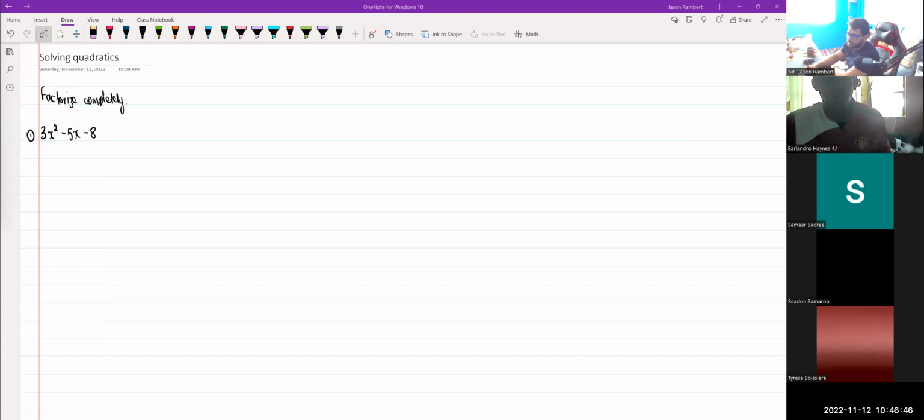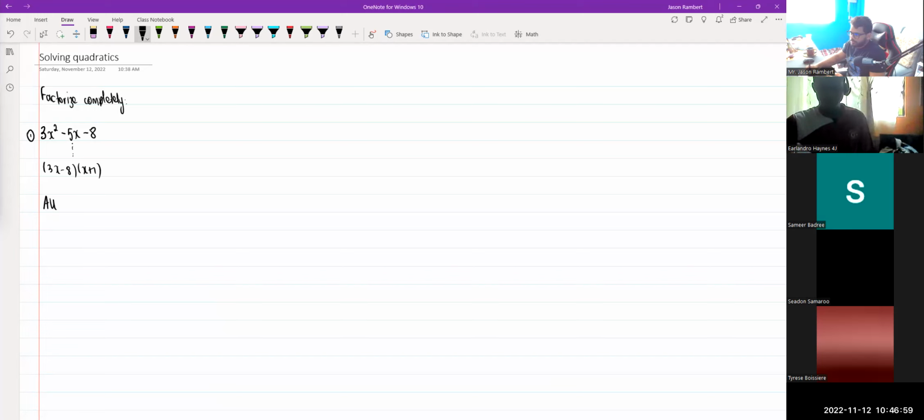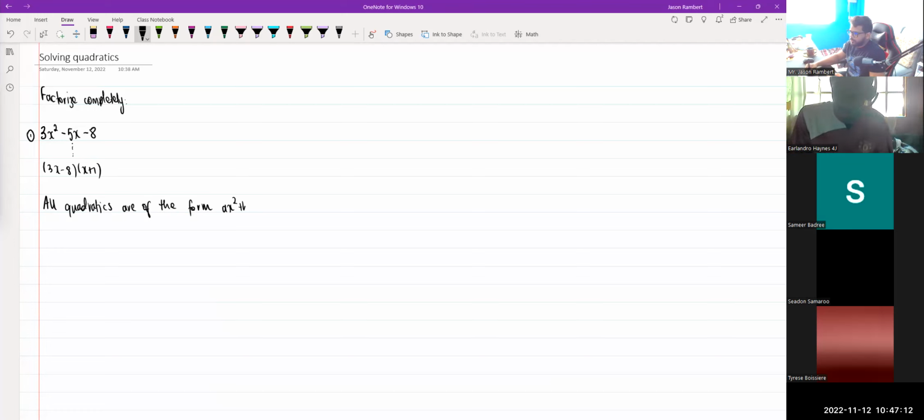Everybody would have factorized this and gotten 3x minus 8 into x plus 1. Now, whenever we are solving a quadratic, all quadratics are of the form ax squared plus bx plus c, but we have an equal to 0 on the end.